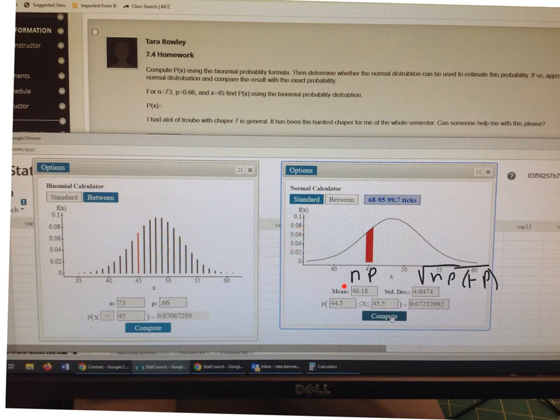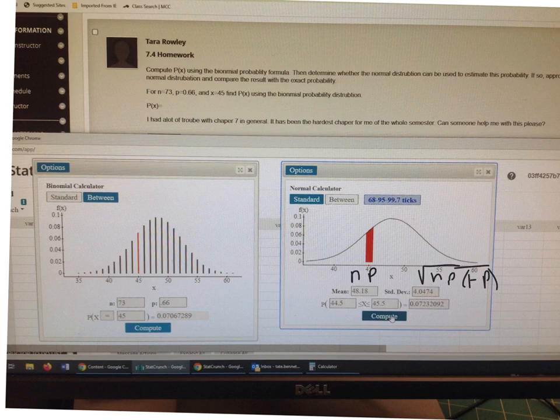And so, the mean is n times p, so we have to multiply these two numbers, which comes out to 48.18. Then the standard deviation sigma is the square root of n times p times 1 minus p, the complement. You take the square root of that, and that comes out to 4.0474.